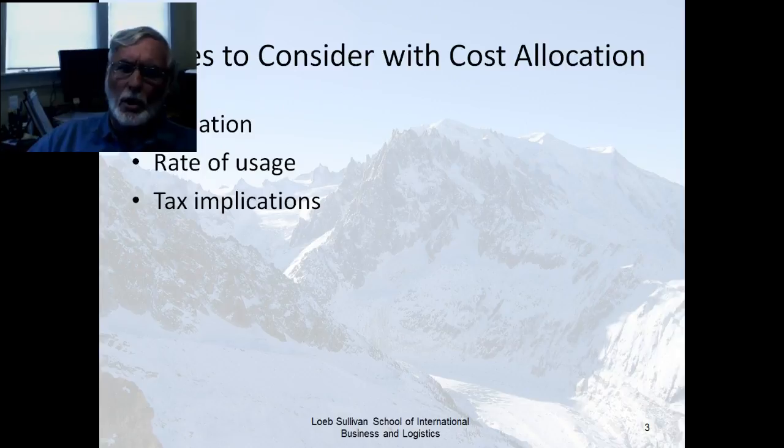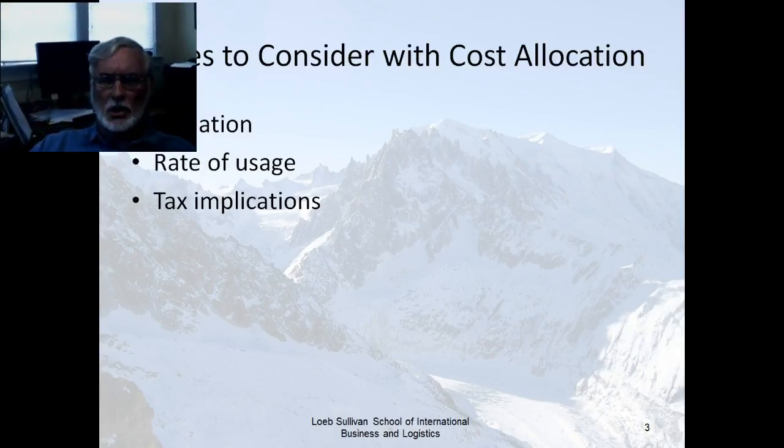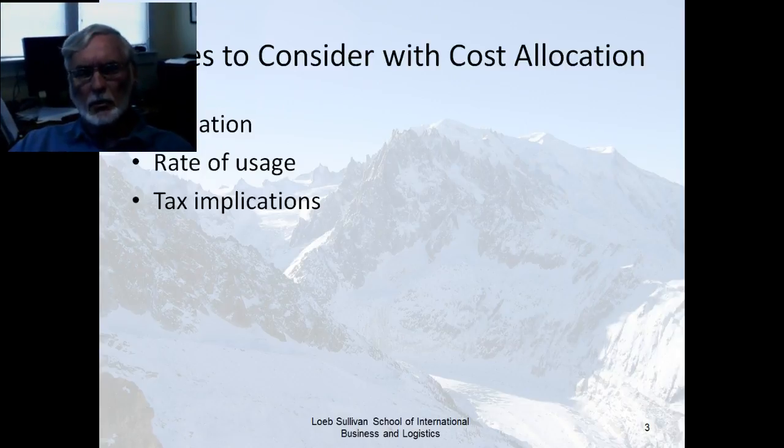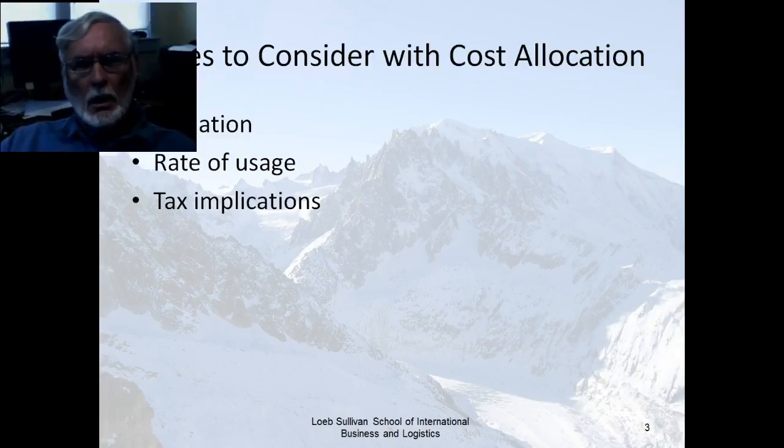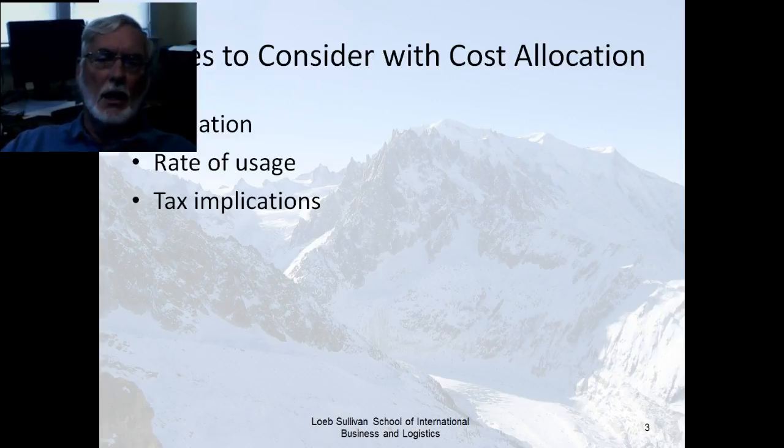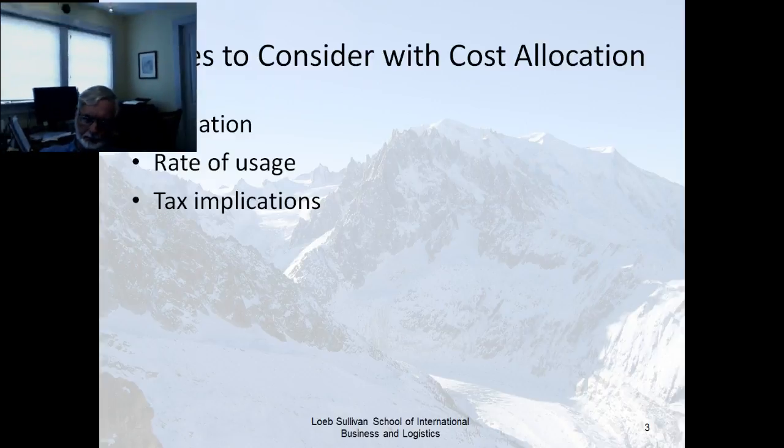So when we're thinking about cost allocation, I'm going to continue to use that word a little bit, and then we'll get more into the accounting words. When we're thinking about cost allocation, there are certain things that we need to know. We need to know what we paid for something, so what the valuation of that asset is. We need to know how much we're using it.